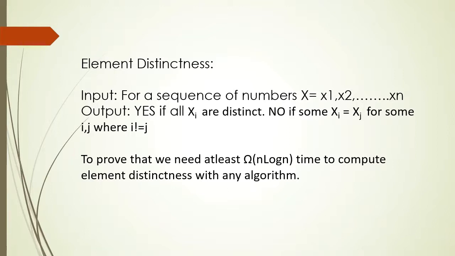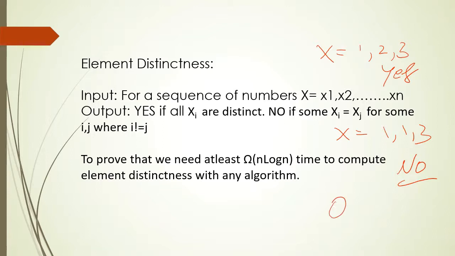So we'll see what element distinctness is. For a sequence of numbers x1, x2, up to xn, we should print yes if all the numbers are distinct, and no if similar numbers exist in the sequence. Let's take an example: x equal to 1, 2, 3, we have yes, and x equal to 1, 1, 3, we say no.